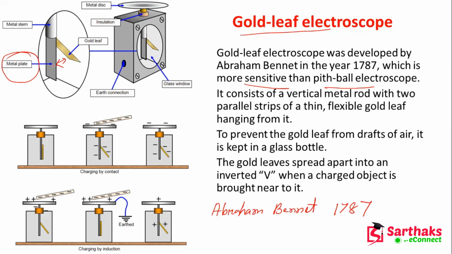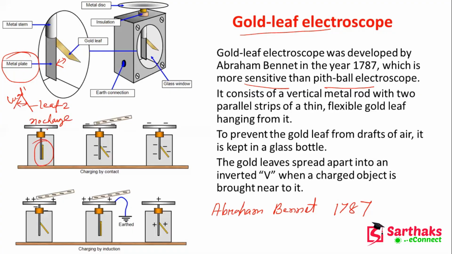To prevent the gold leaf from drafts of air, it is kept in a glass bottle, and the gold leaves spread into an inverted V when a charged object is brought near it. So there is a separation between these two leaves, leaf 1 and leaf 2. If there is no charged object here, the leaves are not separated.